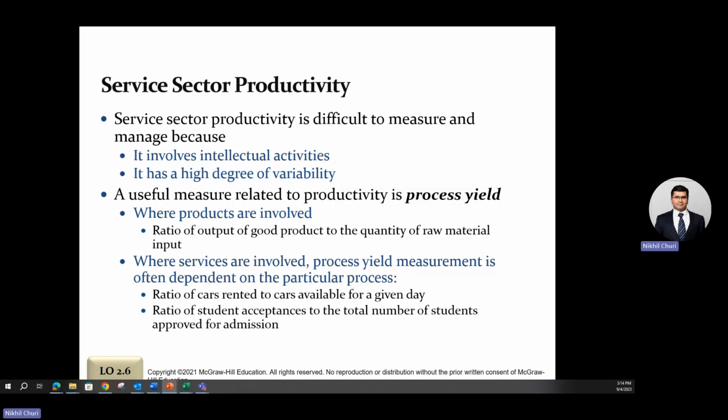And a useful measure related to productivity is the process yield, where products are involved. It's a straightforward ratio of the output of goods produced to the quantity of raw material that goes in. This is a simple definition. So process yield is one of the criteria.